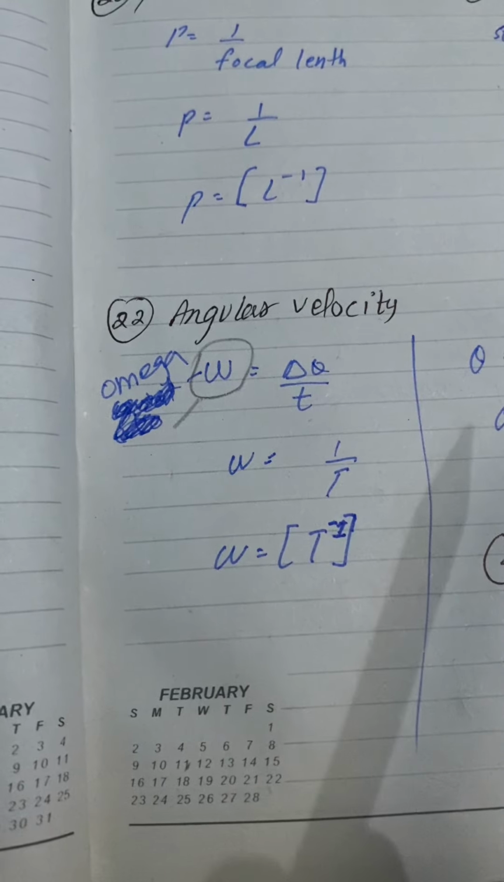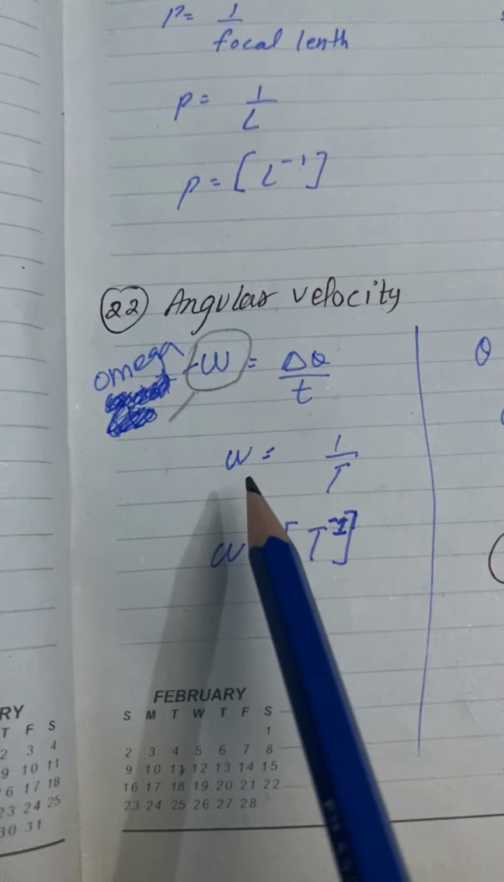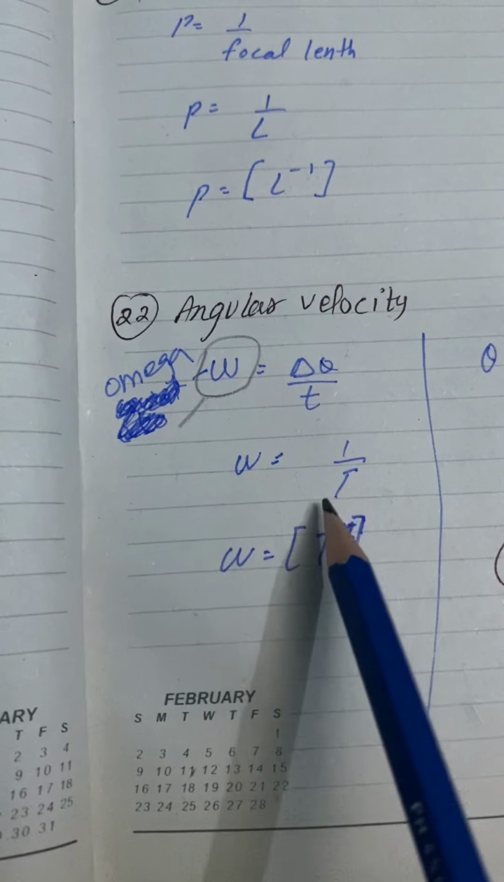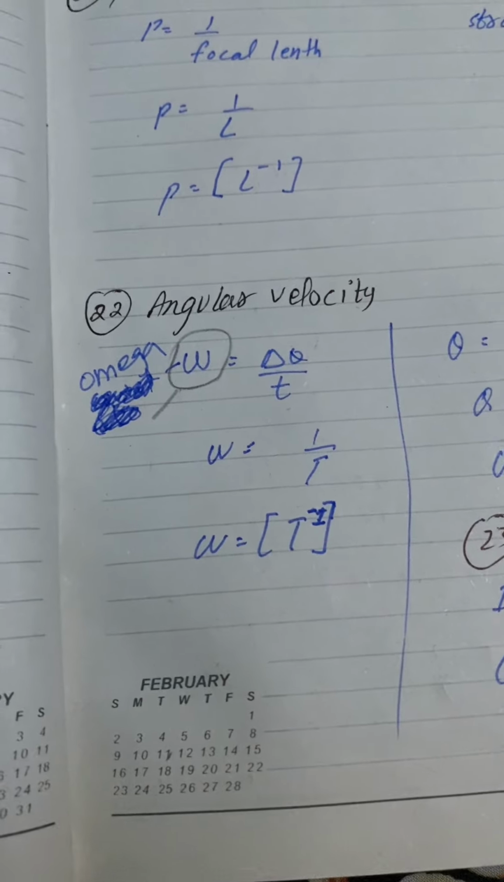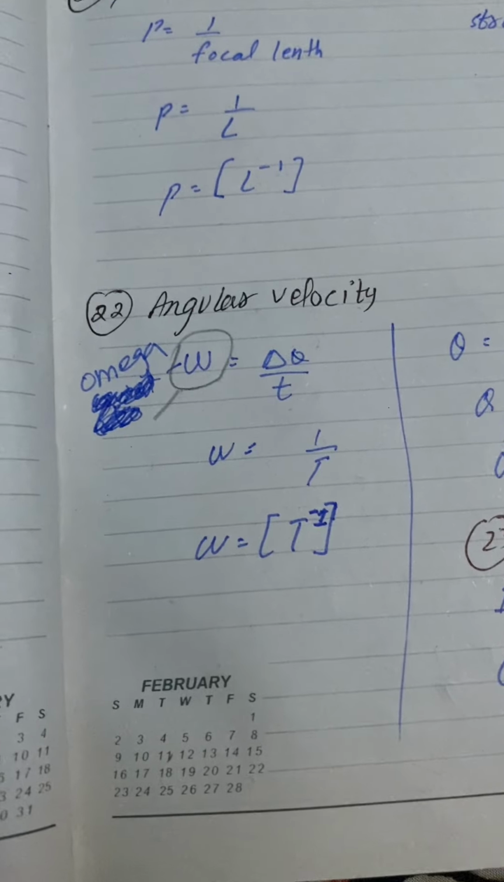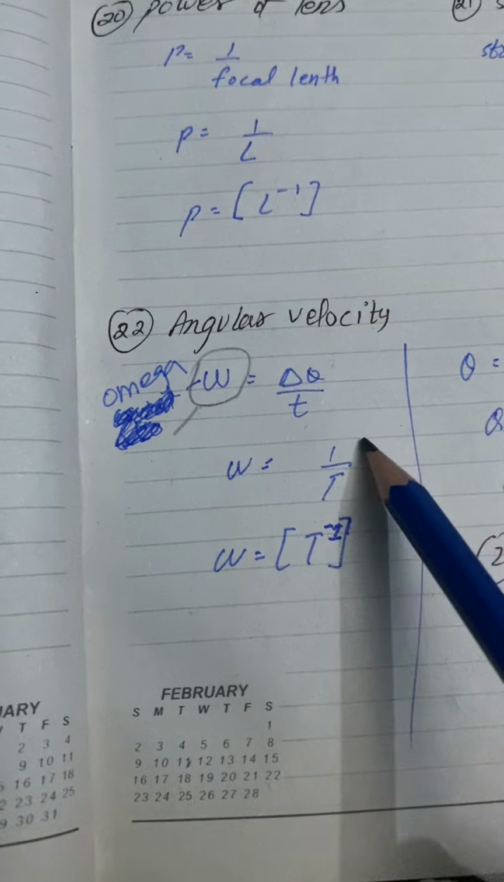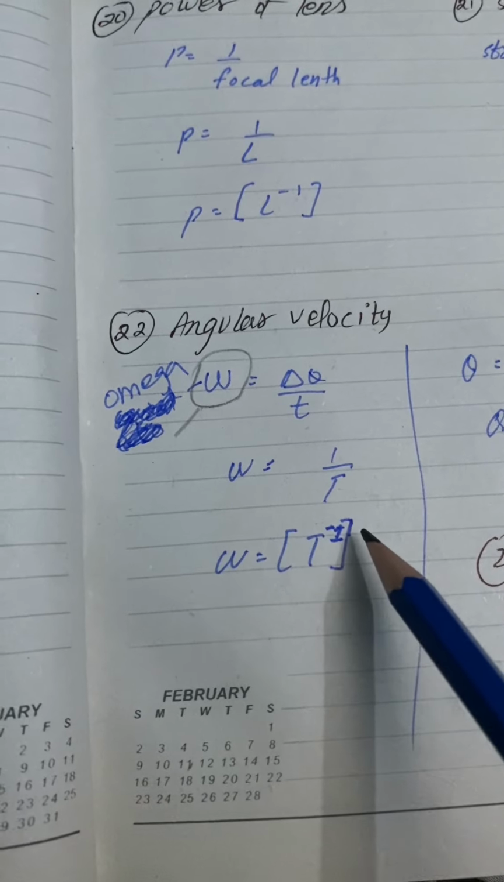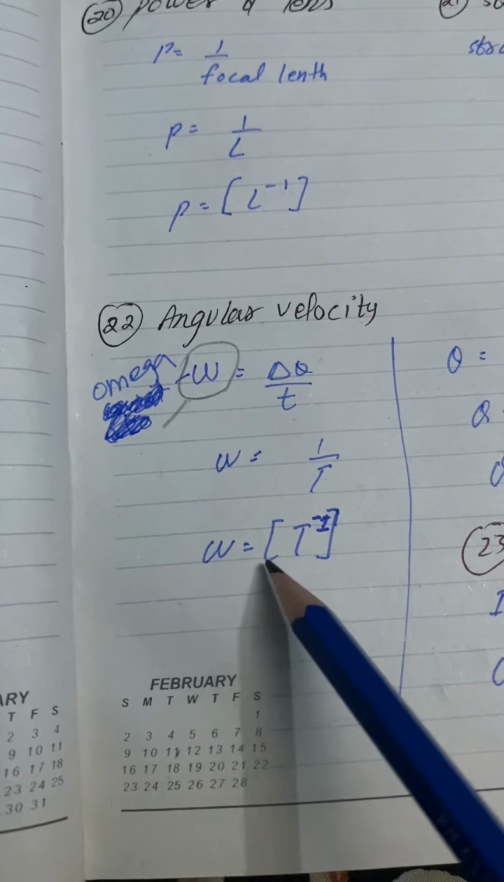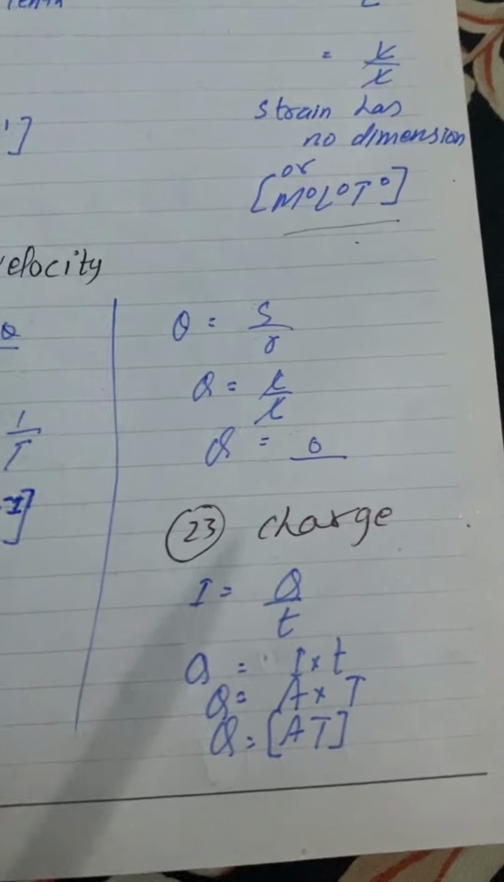Now angular velocity, this is omega, is equal to theta upon t. This is the formula of angular velocity. So as we know, omega is equal to 1 upon t. How 1 upon t? That theta is equal to 1. So when we move this t upward, it will be minus 1 power. So the omega is equal to t minus 1.